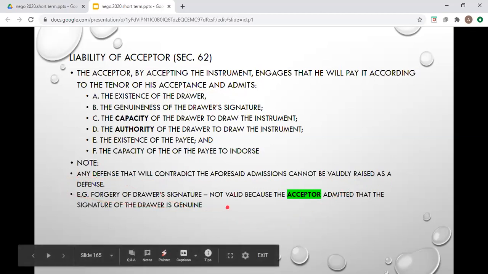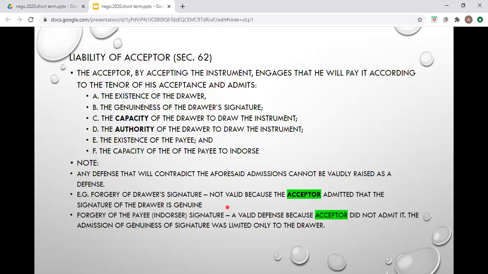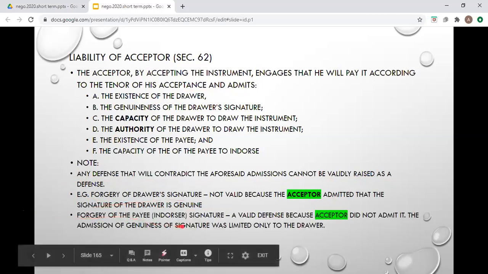But if what has been forged is a signature other than the signature of the drawer, he can still perfectly raise the defense of forgery. Okay, kagaya dito, forgery of the payee or endorser's signature. That is a valid defense because the acceptor did not admit the genuineness of the signature of our drawer.